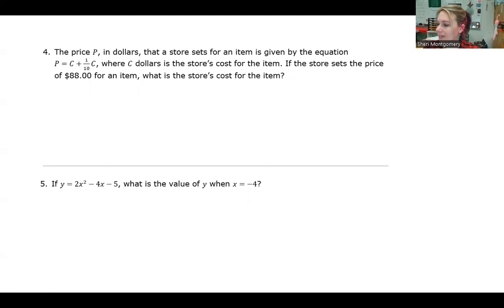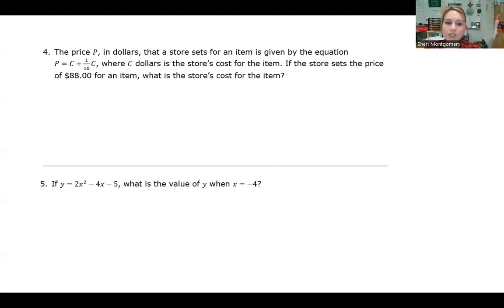Question number 4. The price P in dollars that a store sets for an item is given by the equation P is equal to C plus 1/10 C, where C is the store's cost for an item. If the store sets the price at $88 for an item, what's the store's cost for the item? Does that sound confusing? Yes, it definitely does. I took the TSI myself a couple days ago, and this was one of the questions on the TSI test. It's not a hard question, but it is really confusing.